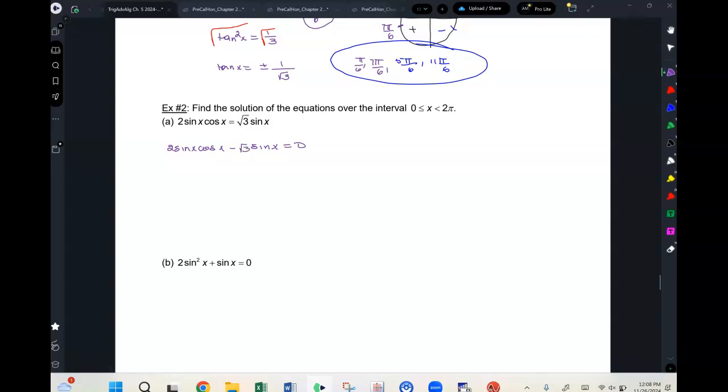So now, do you see how I have a subtraction here? I have 2 terms. What's common in both of them? Sine is common in both of them. What if I factor out sine of x? What do I have left from here? 2 cosine x minus root 3. We were doing this like last lesson.